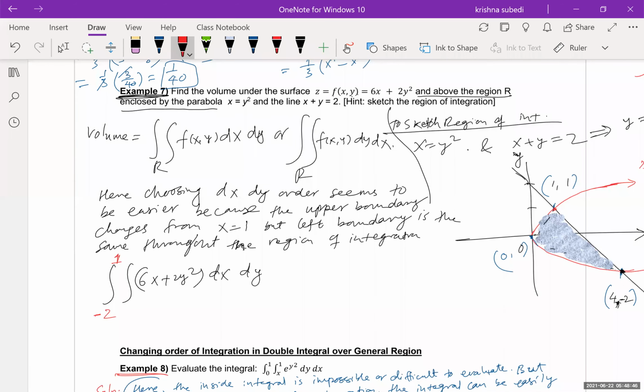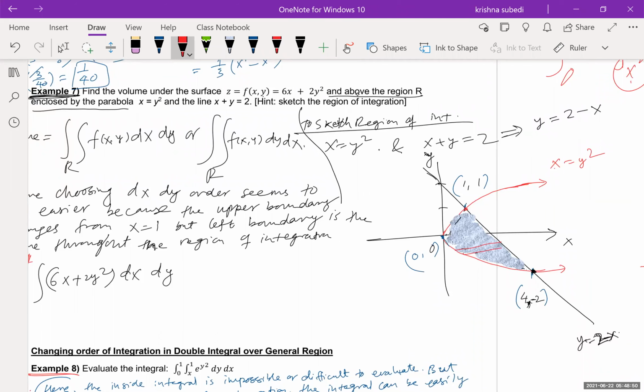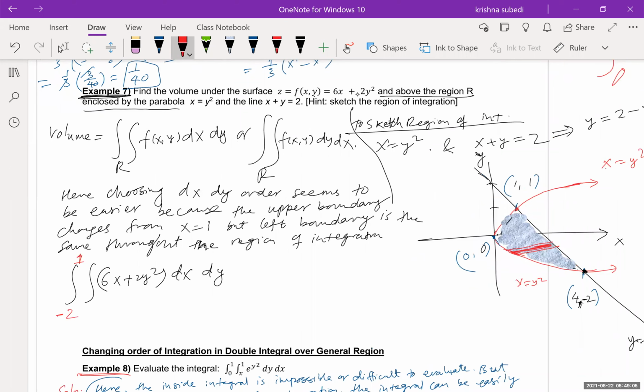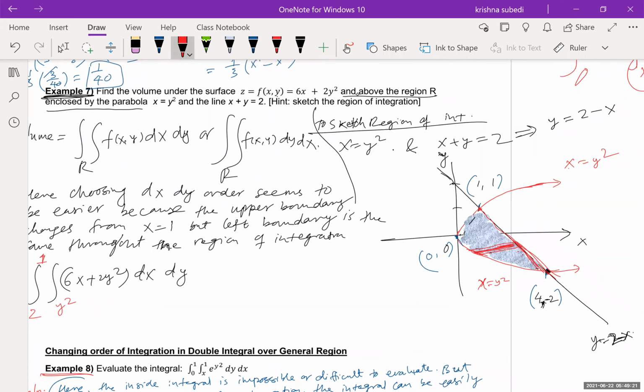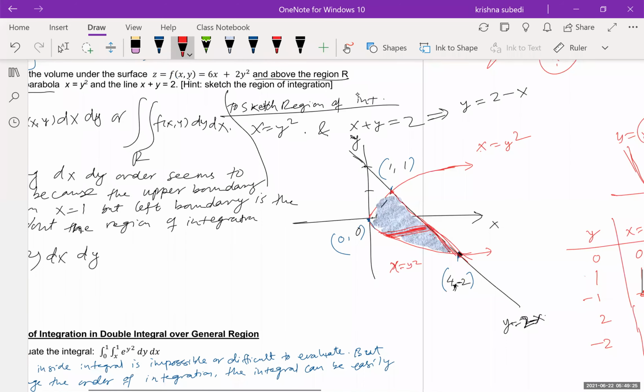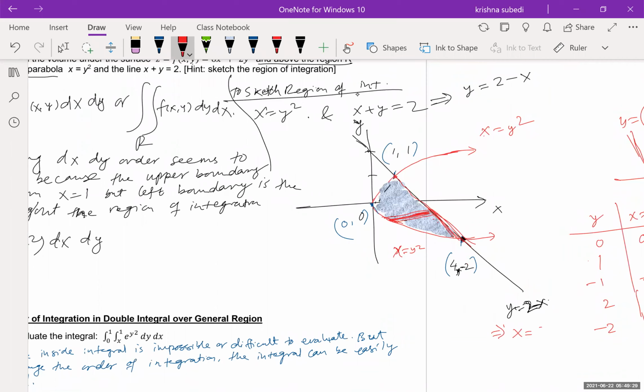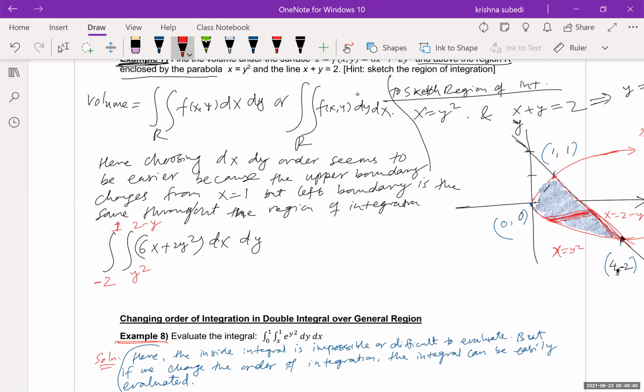Now, limit for x. When we say limit for x, notice that we are talking about this stripe right there. So what is the lowest possible value for x here? It is just a curve, and this curve is x equals y squared. That's the curve. So the lowest possible value here is y squared, okay? And all the way up to this guy right here, that is the upper limit, you see? That is the upper boundary, which is y equals 2 minus x, but you need to express that in terms of x. So this means x equals 2 minus y, okay? So this graph is x equals 2 minus y. That's it. Now you know how to evaluate the integral.